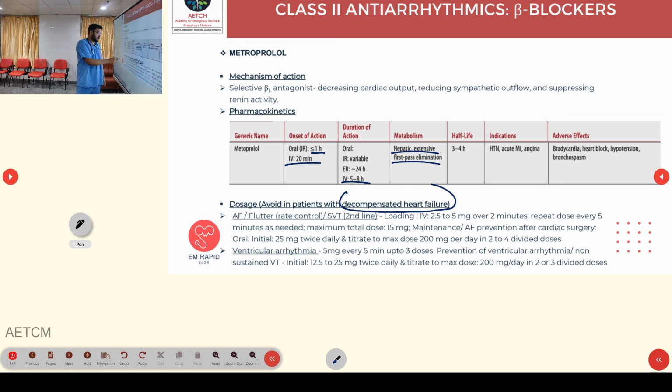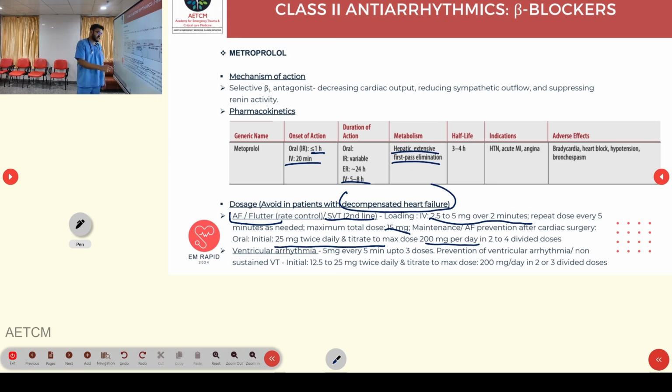In AF or flutter, which is used for rate control, or SVT as second line, we can give around 2.5 to 5 mg over 2 minutes, and we can repeat doses every 5 minutes as needed, to a maximum dose of 15 mg. For maintenance, or for AF prevention after cardiac surgery, we give oral dosing of 25 mg BD and titrate to 200 mg per day in 2 to 4 divided doses.